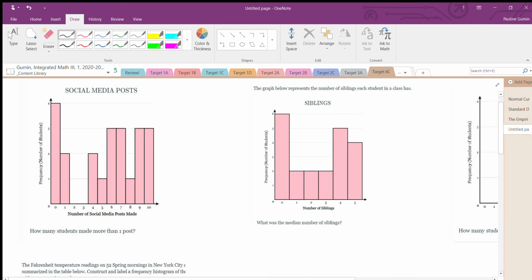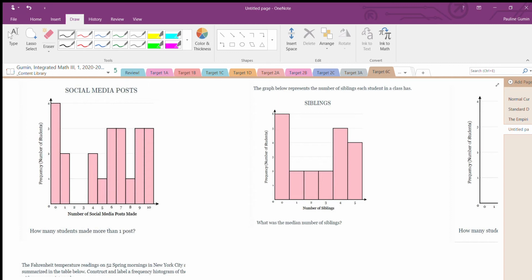And welcome to a little video about Target 6C. Alright, let's get started with a little bit of histograms. You might remember these as bar graphs when you were learning them for the very first time. Histogram would be the more appropriate term to use.